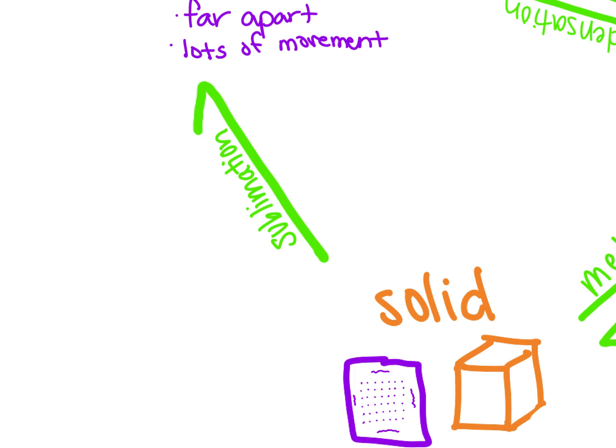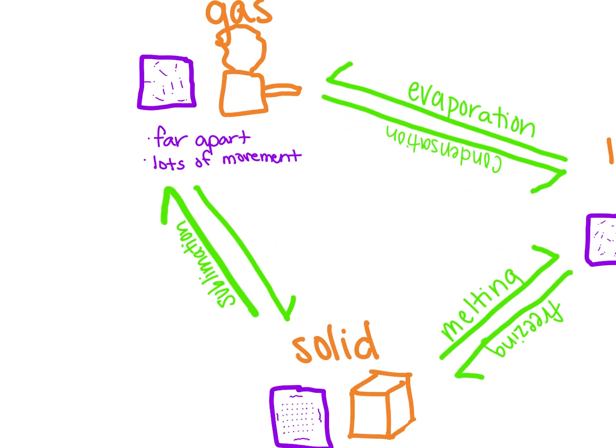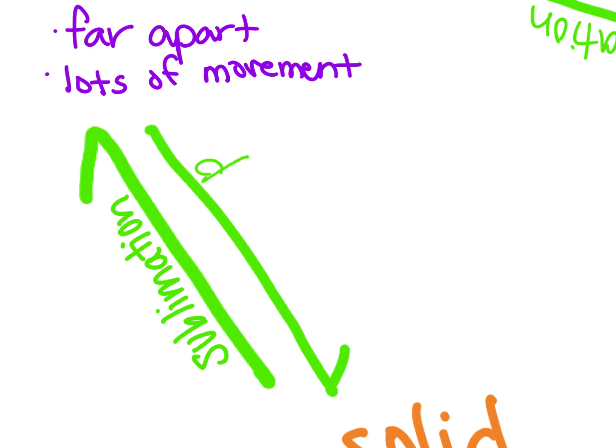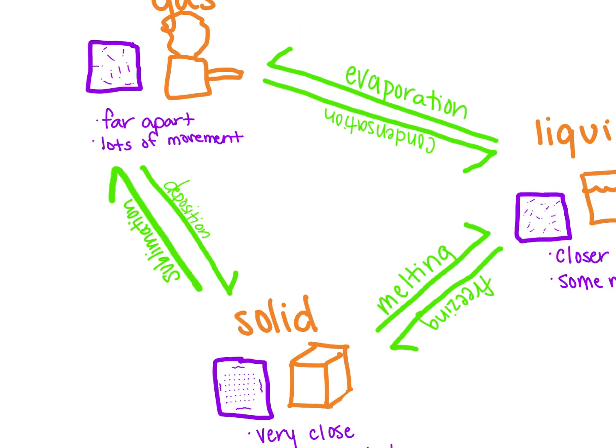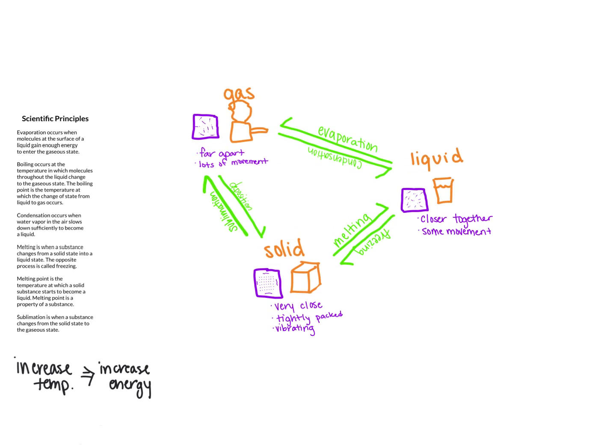And the process going the other way, from a gas to a solid, is called deposition. Deposition. All right. You can see that is also a point in your scientific principles. Sublimation is when a substance changes from the solid state, increase that energy, to go straight to a gas.